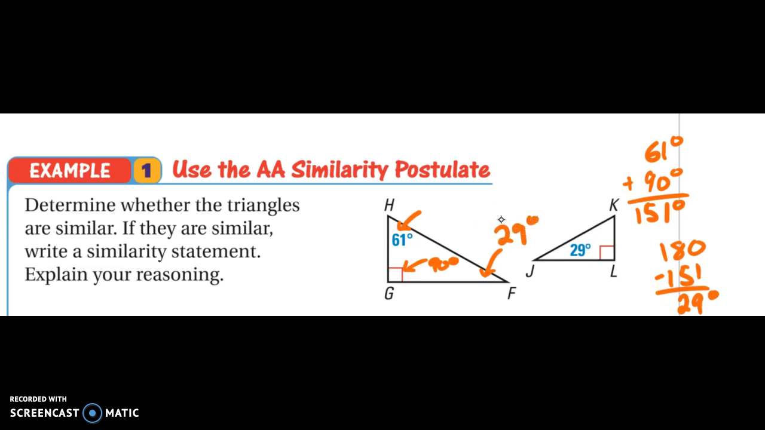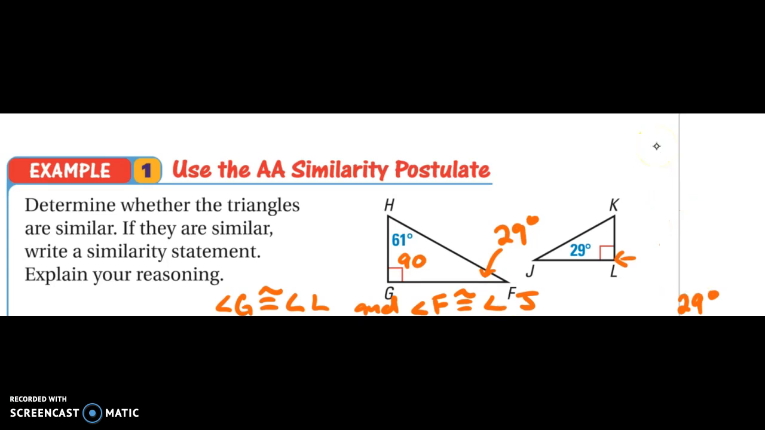With that information, I don't need to look any further because now I have two angles that are congruent. Angle G is congruent to angle L, here's L right there, and angle F is congruent to angle J. That's enough information to show that these two triangles are similar. Let me erase this over here to give myself some room.